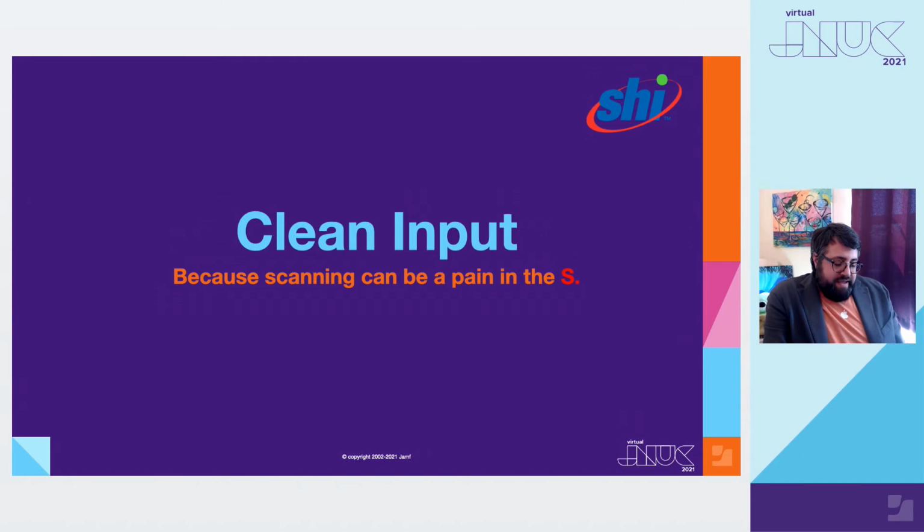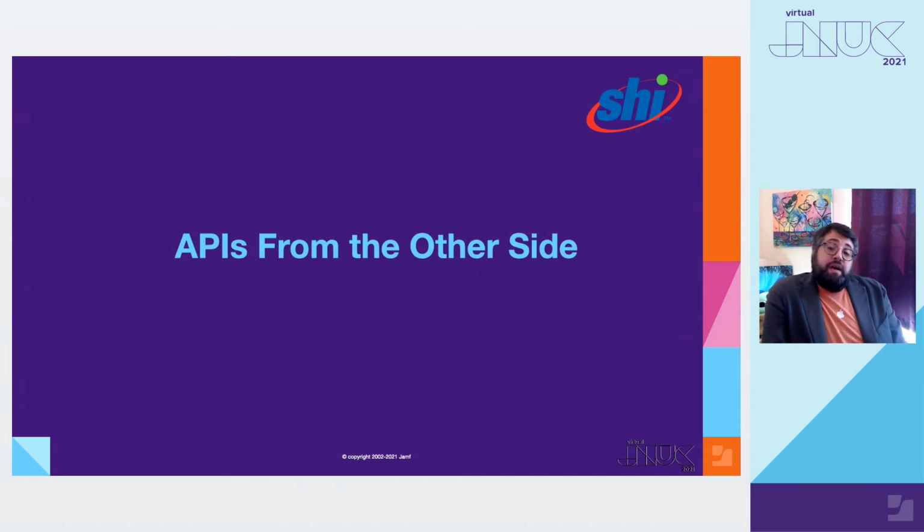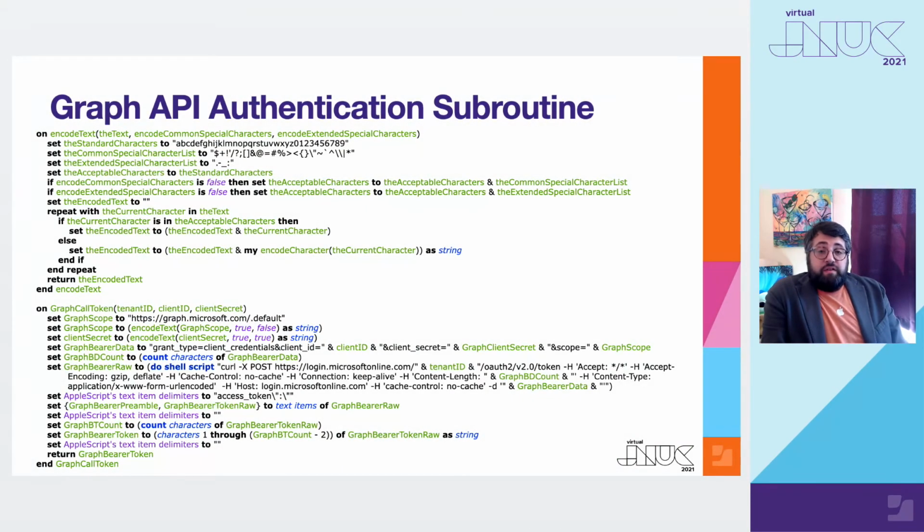I'm sorry. Let's take a look at an API from the other side. Some would say the darker side, but the Microsoft Graph is a place that can house a lot of really great information, and the way that Jamf can integrate with that has opened up a lot of possibilities, especially for some of the auditing that our customers are doing.